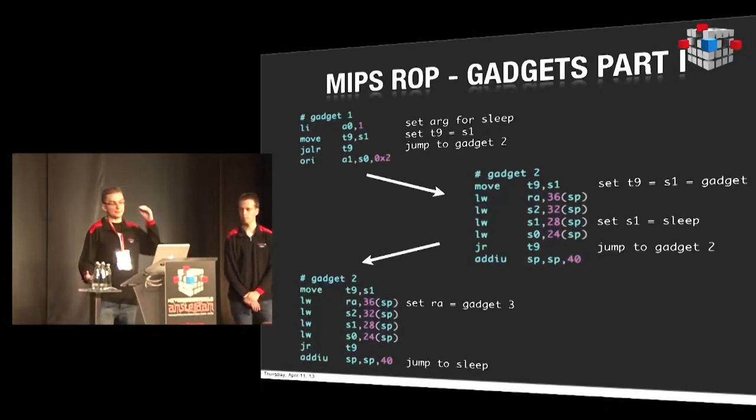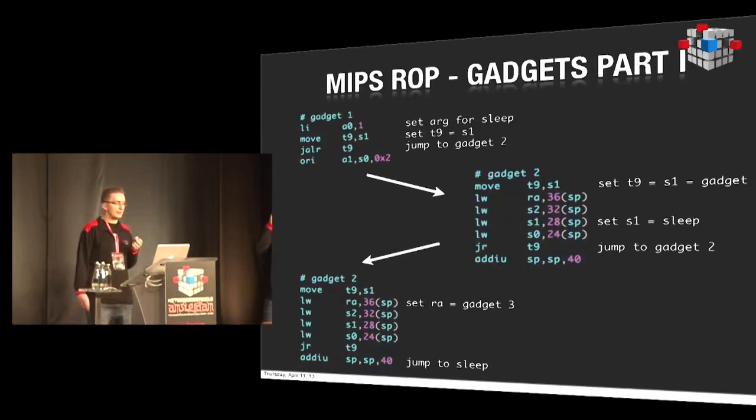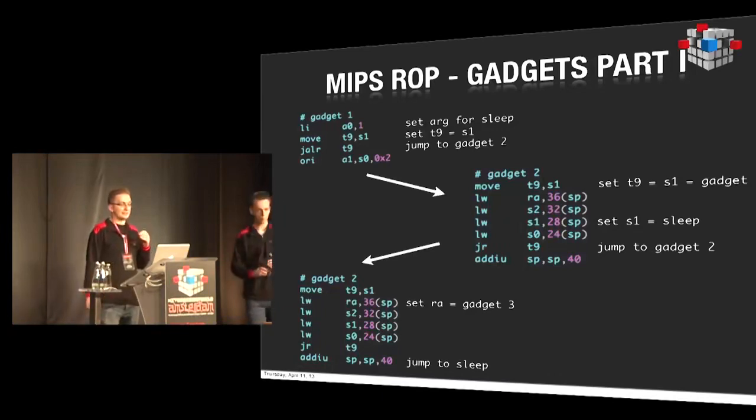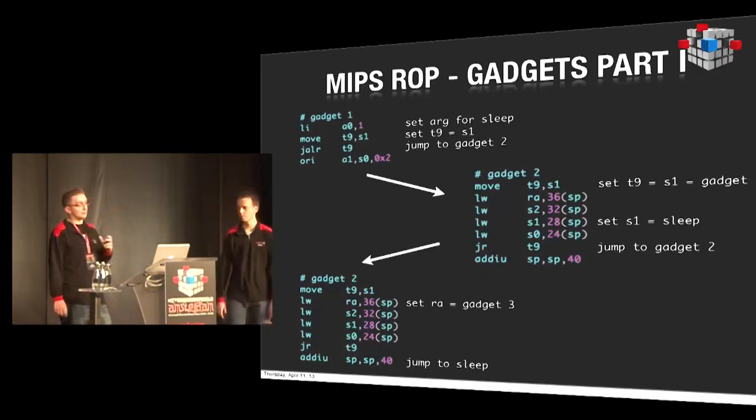So the first time it runs through this gadget, S1 will be filled with the address of sleep, which we get from the stack. And then it will execute gadget 2 again, but this time S1 contains the address of sleep. So by the time it gets to the end of this gadget, it will actually execute sleep and not execute itself again and again and again. But during the second time this gadget runs, we also loaded some new values from the stack, including a value into the RA register. So when sleep is done, it will return to this function. So we fill it with the address of gadget 3.